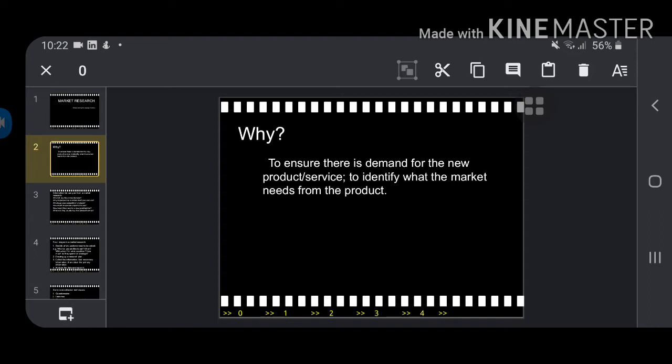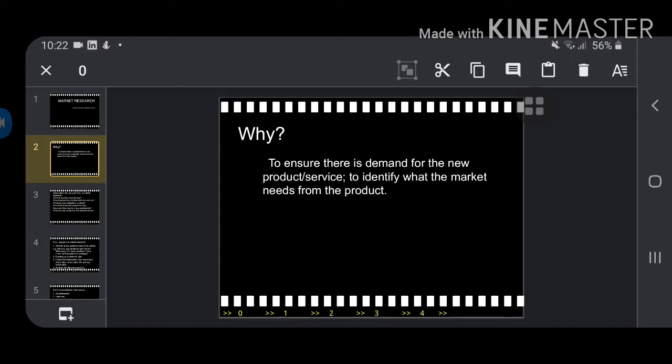Otherwise, if you have launched your product or service and you find that no one is buying, then it is obviously a waste of time and a waste of money. So that's why you need to do a market research. You want to identify or you want to make sure that there are people who are going to benefit from your products. There are people to whom you can sell your products or offer your services.